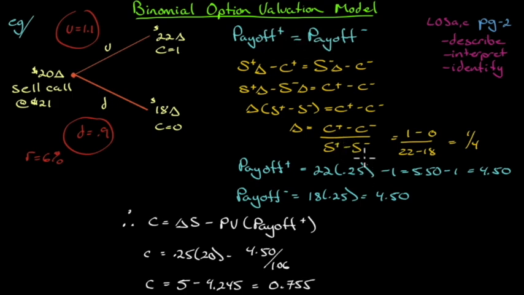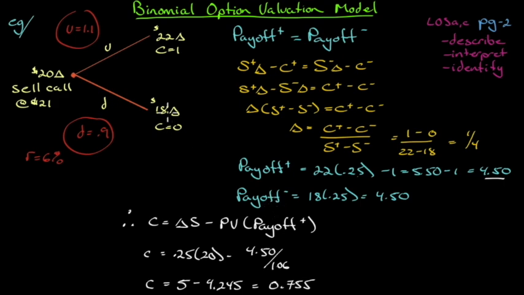So let's just substitute in. We know, what is C plus? It's $1. What is C minus? It's 0. What is S plus? 22. S minus is 18. Our delta is 1/4. So we are going to buy 1/4 of a share, 0.25 of a share at $20 and sell a call at 21. So what is our payoff on the upside? Well, $22 times 0.25 shares. Delta, we know delta is 1/4 now. 22 times 0.25 minus the $1 that we lost. That's our payoff on the upside. $5.50 minus 1 will be $4.50.